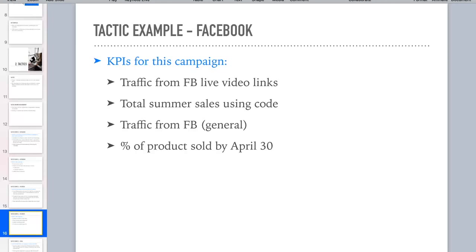So what are the KPIs for this campaign? Traffic from the Facebook live video links, the total summer sales using the code, the traffic from Facebook in general, and the percent of the product sold by April 30th. So, traffic from the Facebook live video links.